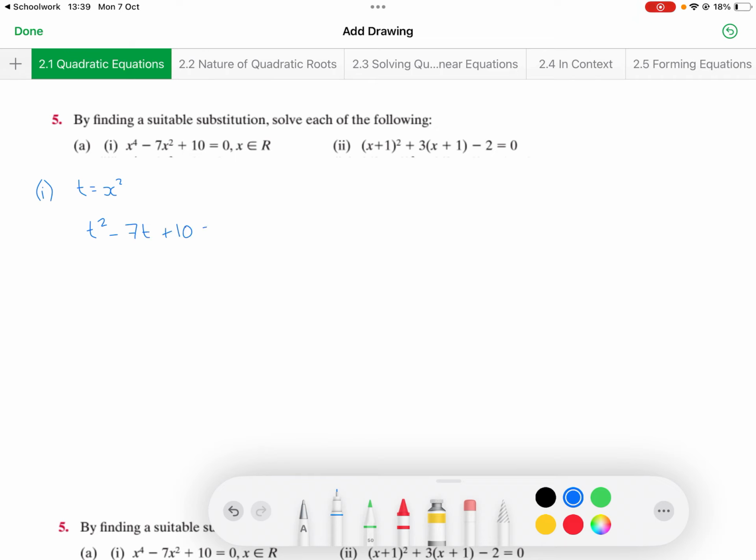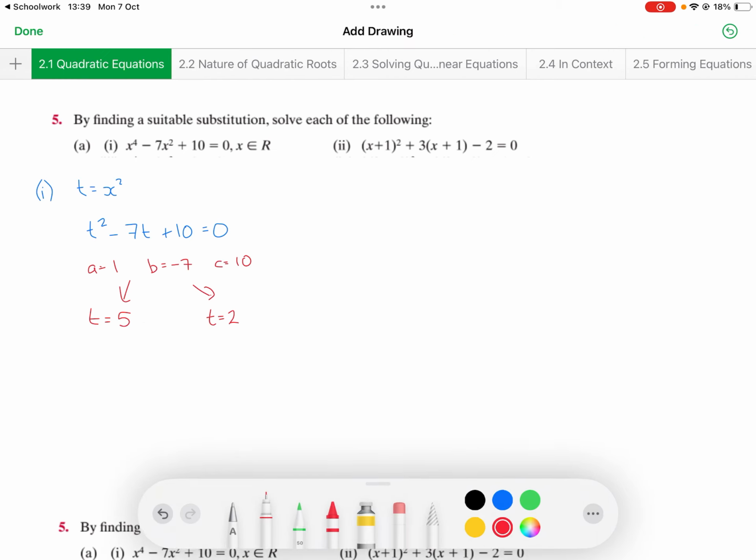plus 10 equals 0. And I'm not going to do it, but if I do the minus b formula, a is 1, b is minus 7, and c is 10. So if I do out the minus b formula, I get that t is equal to 5 and t is equal to 2. But I wasn't asked to find t. The original question says to find x.